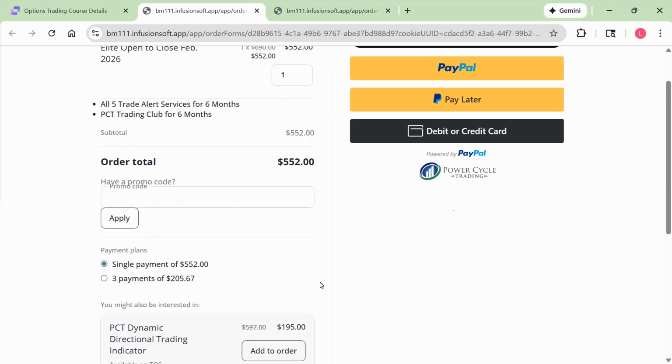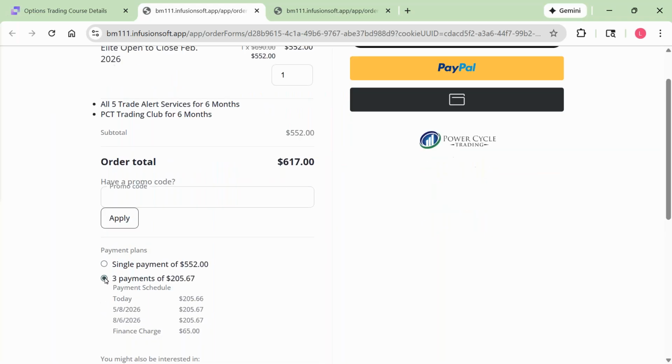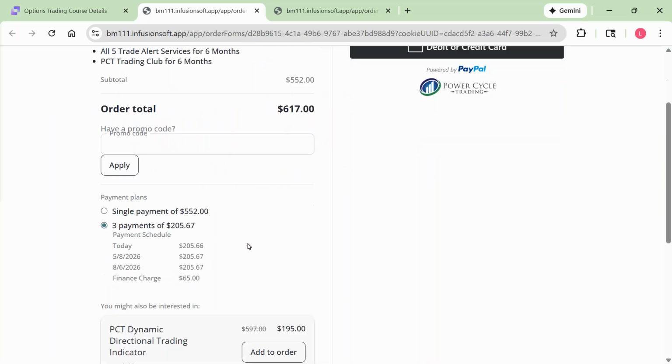And there's a 3 payment. Yes, that is a 3 payment. My assistant did this setup for 3 payments. The 3 payments is going to have a finance charge. You can add it up. It's not going to be 552, but you can see what the payment would be. So you're going to be 3 payments of 205. Let's take a look.